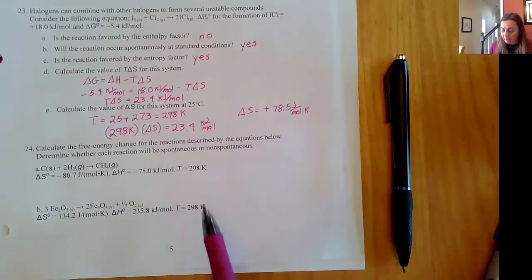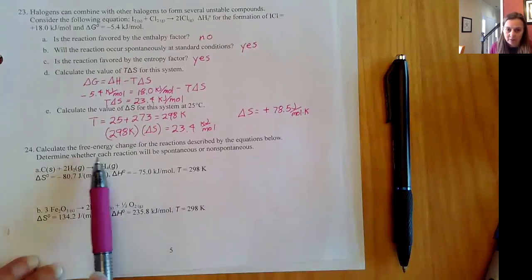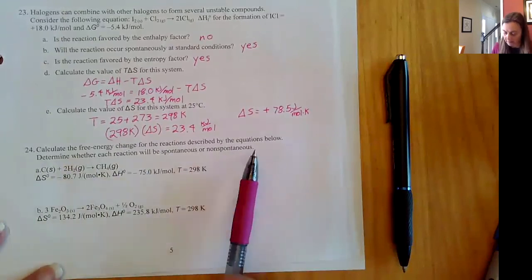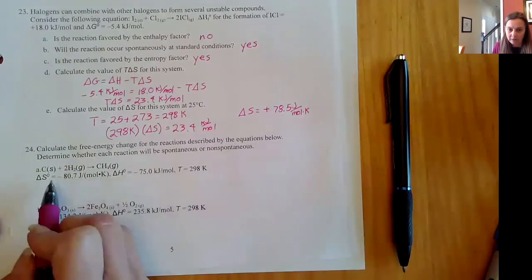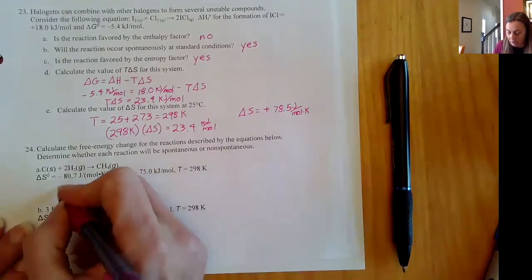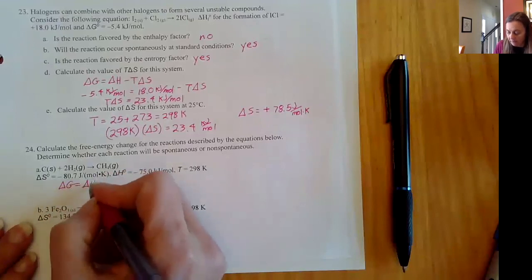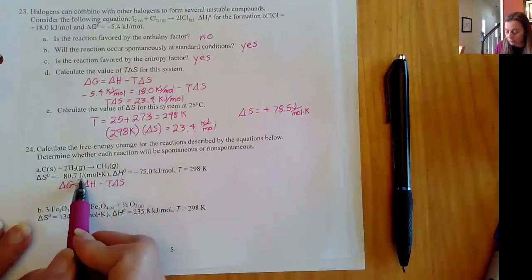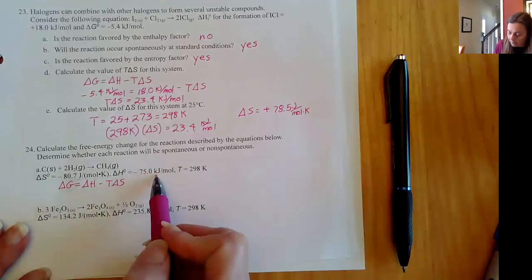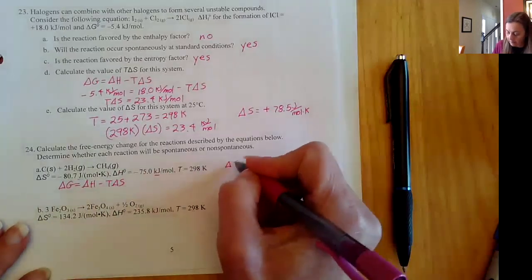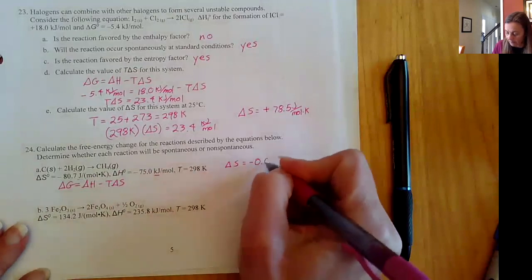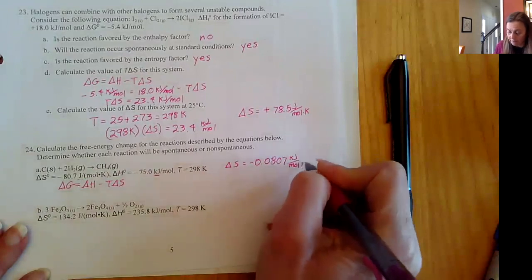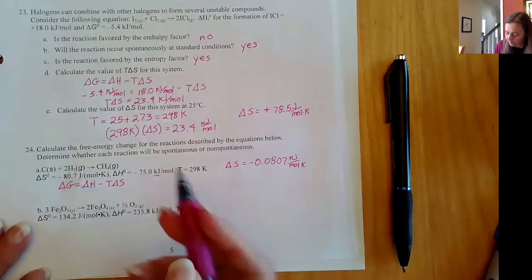And then for number 24, it asks us to calculate the free energy change for the reactions described by the equations below and determine whether it will be spontaneous or non-spontaneous. So we're given delta H, we're given delta S, and we're given T. So we know delta G is equal to delta H minus T delta S. We need to pay attention because we can see that S is in joules and delta H is in kilojoules. So I'm going to go ahead and convert delta S is equal to negative 0.0807 kilojoules per mole Kelvin. All I've done is divide that by 1,000 to get that to kilojoules.